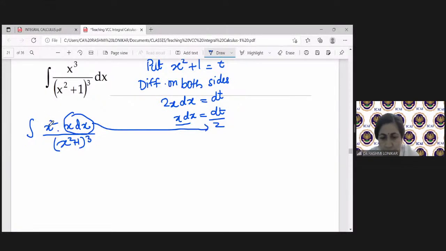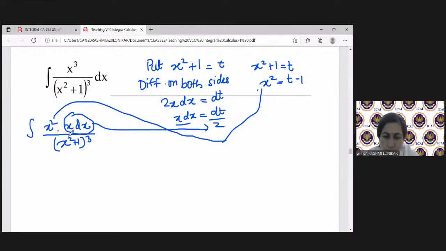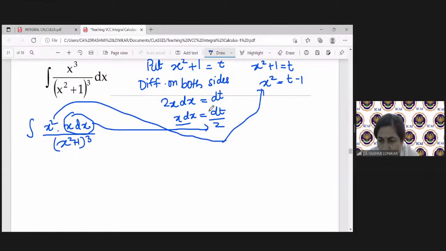Instead of x square, how do I write it in terms of t? Let us see. Now x square plus 1 is equal to t. So x square will be equal to what? t minus 1. So instead of x square, I am going to write it as t minus 1. Understood? So in the numerator for x square, I am going to write t minus 1. x dx, I am going to write as dt upon 2. And x square plus 1, I am writing as t.